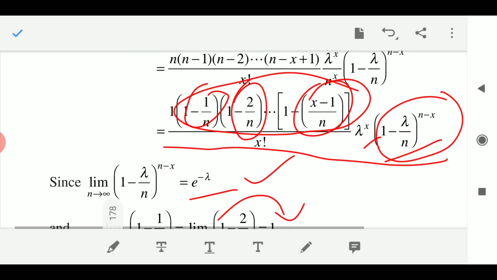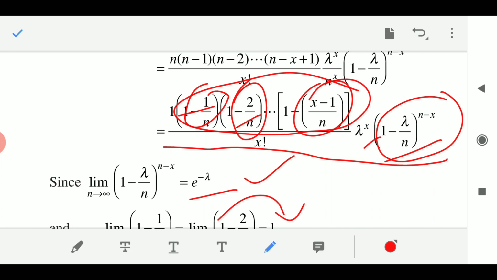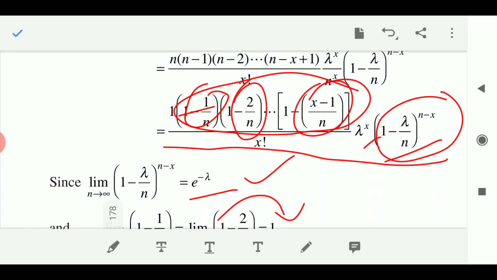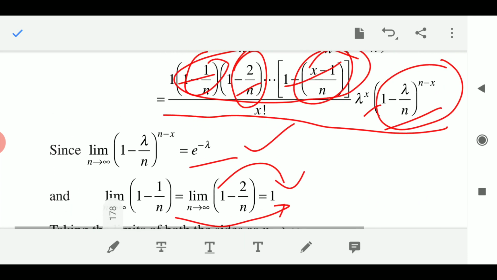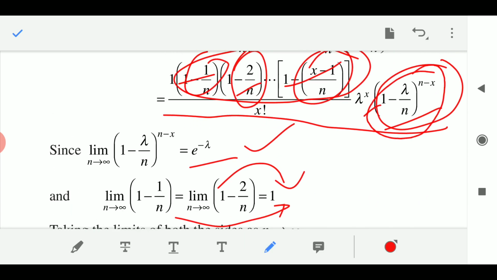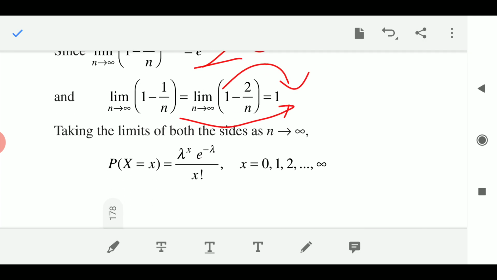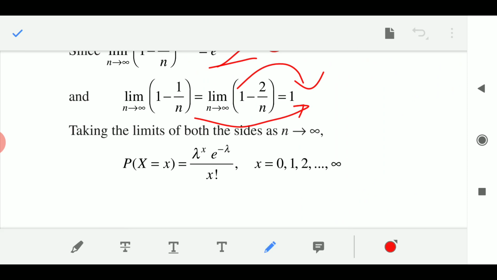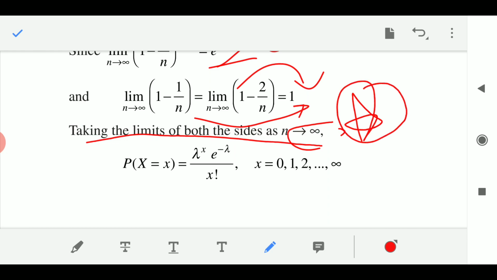So what will happen to all these terms here? This term, this term, this term, they all are going to 1. So 1 into 1 into 1, the numerator everything is going to be 1, and as far as this term is concerned, we are going to get e to the power minus lambda there. So what is the final product? Taking limits on both sides as n tends to infinity. Why this step? Because we are in Poisson distribution where n is tending to infinity, where the number of trials should be large. That is the center line, that is the major line. That is why we are taking the limit as n tends to infinity.